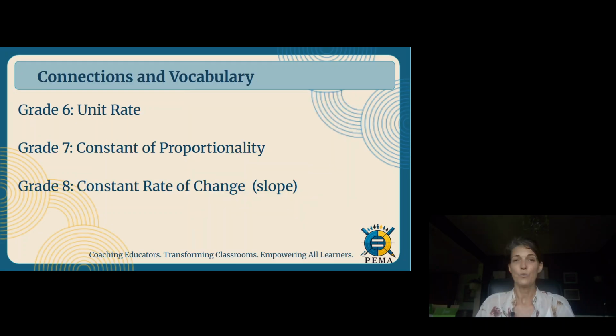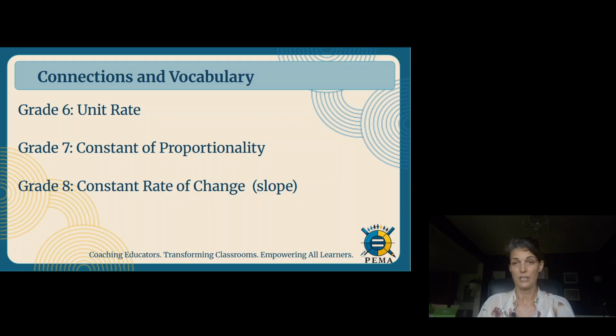So again, we can make these nice connections for kiddos between grade 6, unit rate, grade 7, constant of proportionality, grade 8, constant rate of change, which we all know is slope. So it's nice to make those connections for your kiddos.